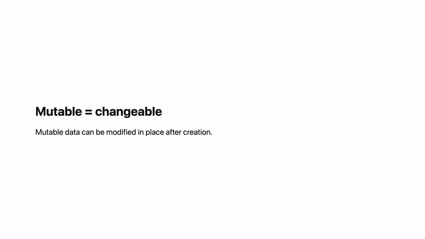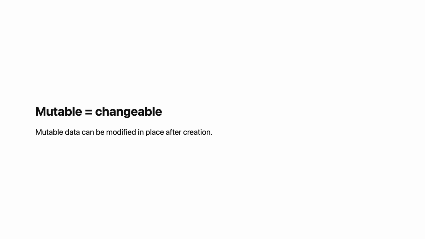You create a record with a name field. You update the name. The same record now has a different name. The record was mutated. Mutation is in-place change. The data object stays the same object, but its contents change. If you have a reference to it, you see the new contents. This is how most programming languages work by default. You create something, then you modify it as needed.